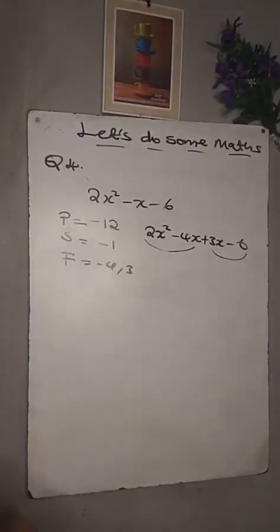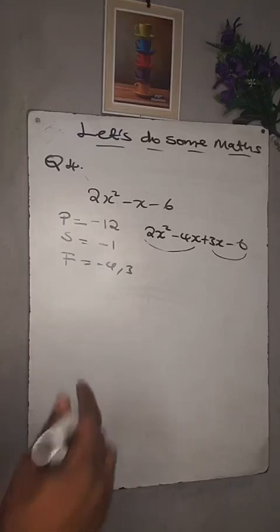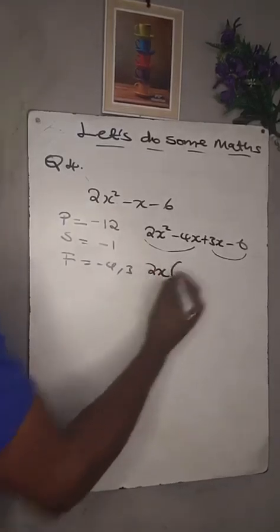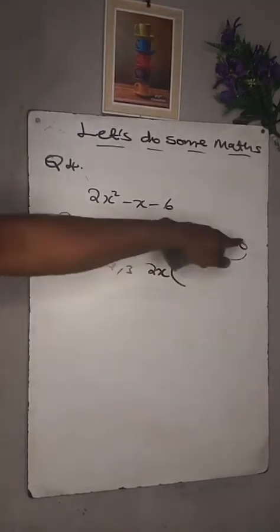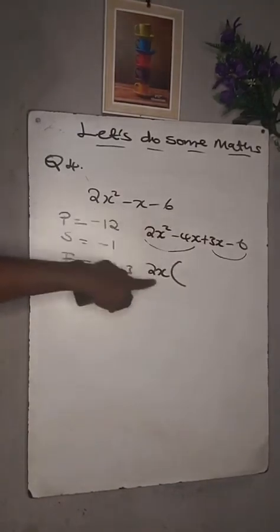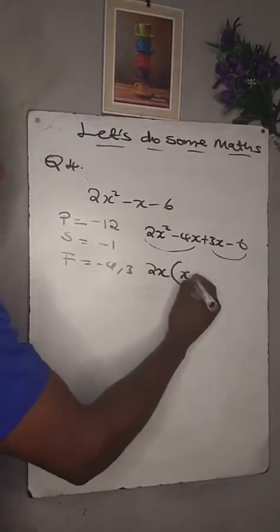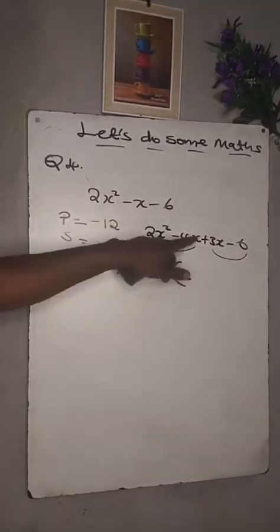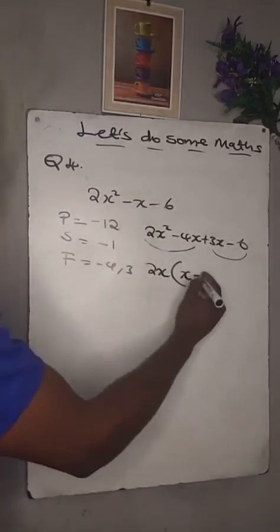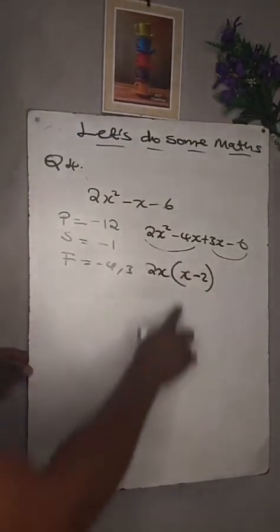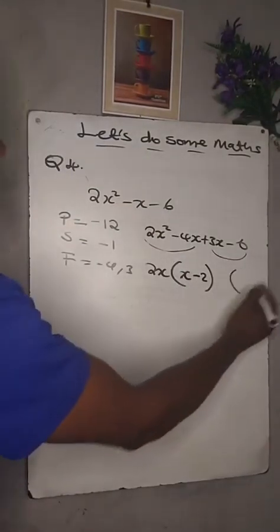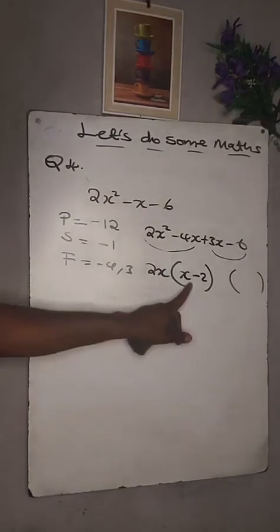So how do we factor out? In our first part, 2 and x is a common factor. So I'll factor out 2x. Then I divide the expression by 2x. 2x squared divided by 2x gives x. Then negative 4x divided by 2x gives negative 2. In my other part, I need to make sure that I have the same thing in the bracket, x minus 2.